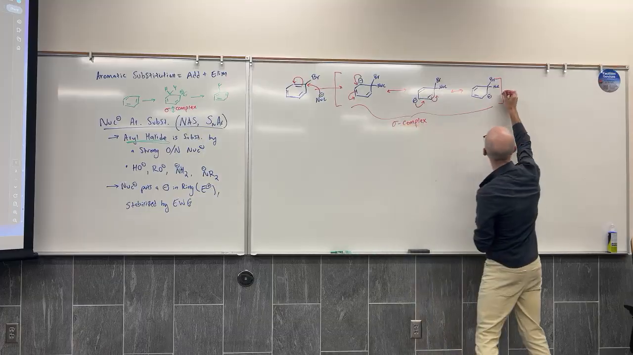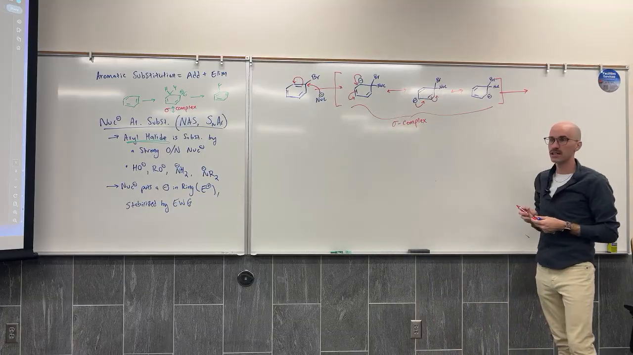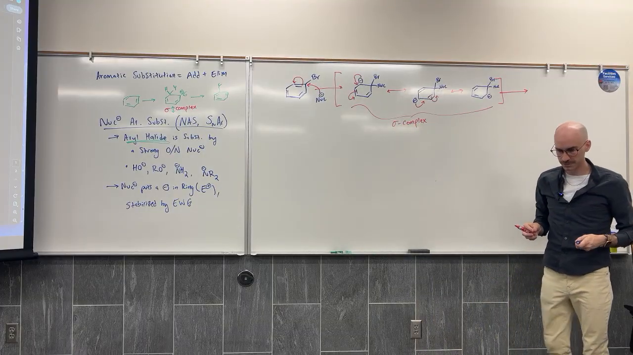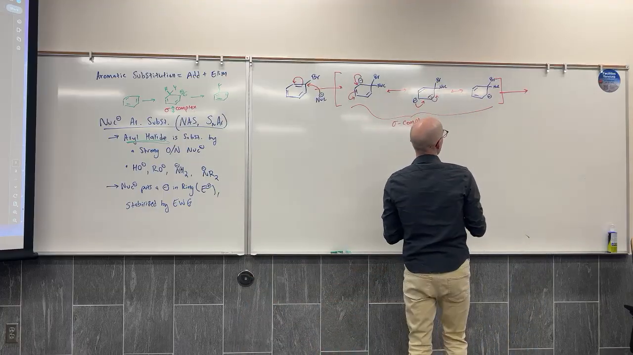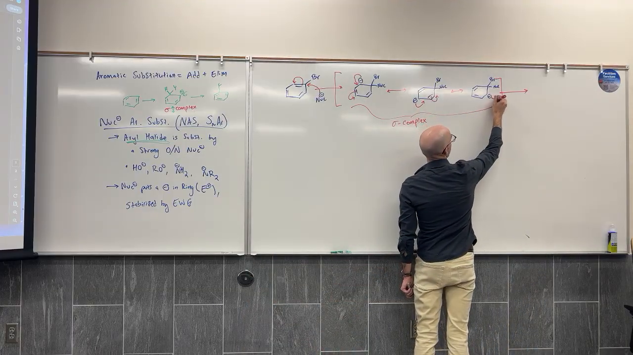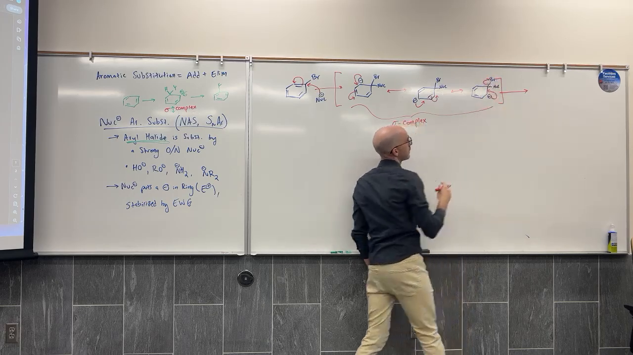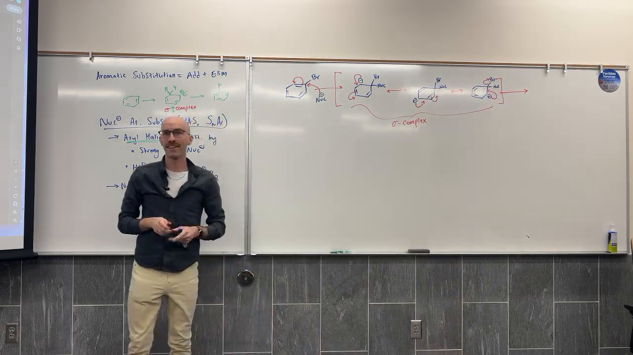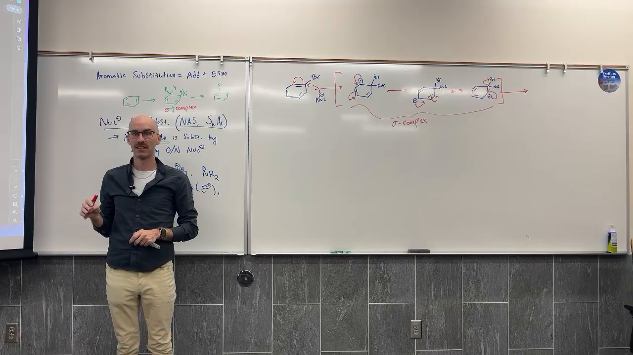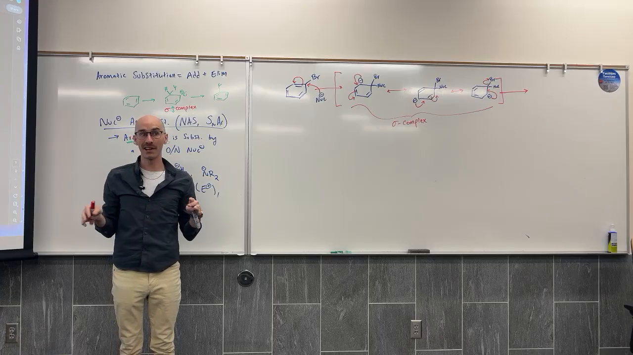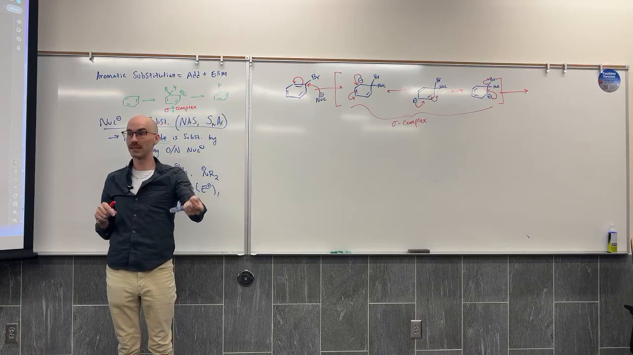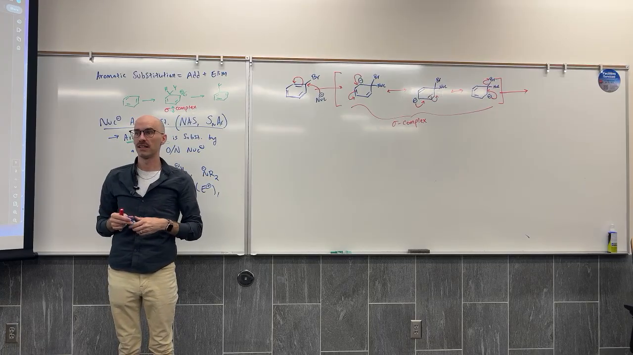Now I want to reform aromaticity, so I need to do an elimination step. Addition plus elimination gives me my substitution. So my negative charge, my lone pair, reforms aromaticity and kicks off my leaving group. This is not SN2. The leaving group did not kick off at the same time that the nucleophile bonded. This is not SN1, where the leaving group leaves and then the nucleophile comes in.